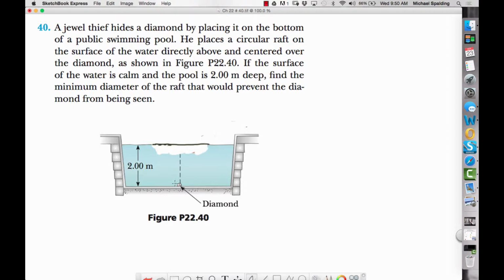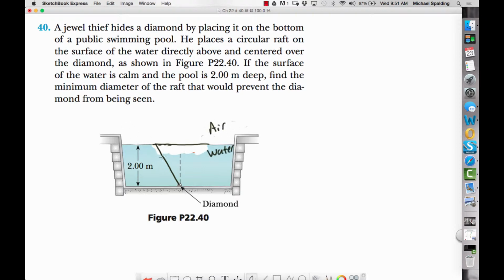If you can see an object, that means that object is emitting light rays, either of its own or light rays that have been reflected off the object. But this diamond is emitting light rays in all directions, right? Light rays are coming off it in all directions. Now, if you're going to see the diamond at the bottom of the pool, that means that a light ray that was emitted from the diamond is going to travel up to the surface between the water and the air.